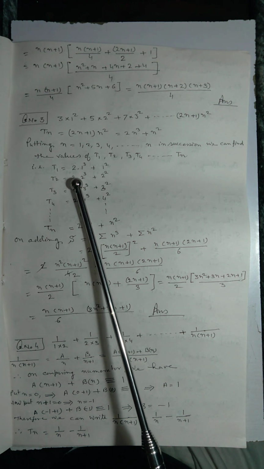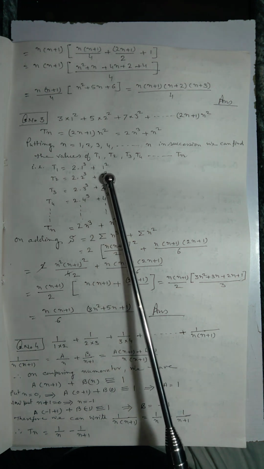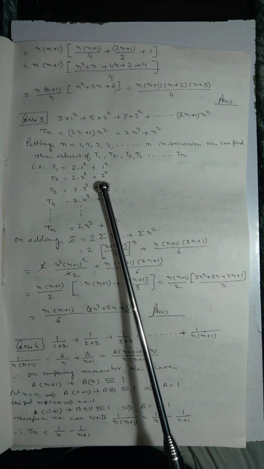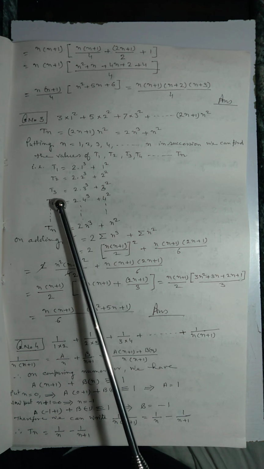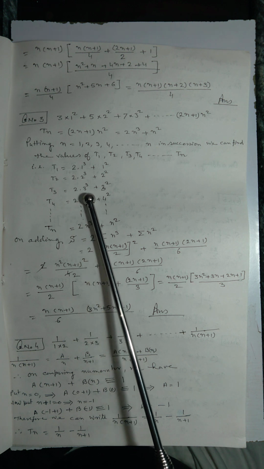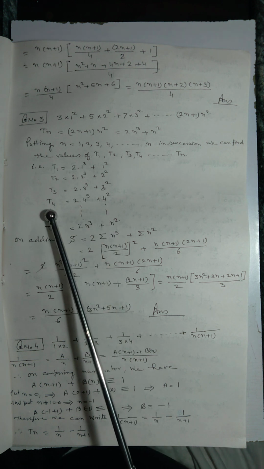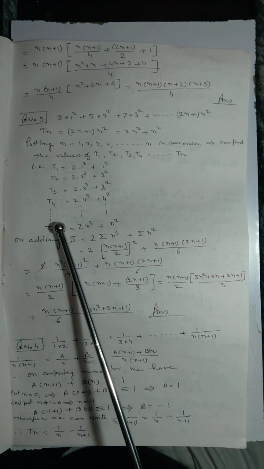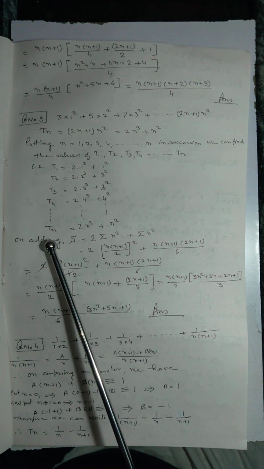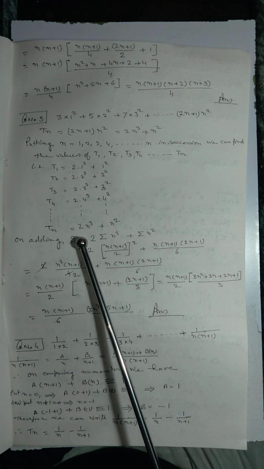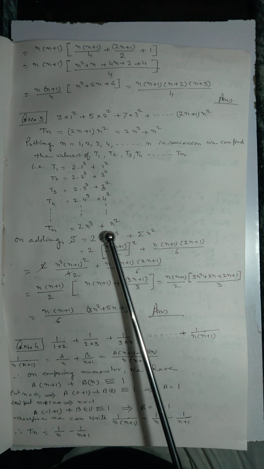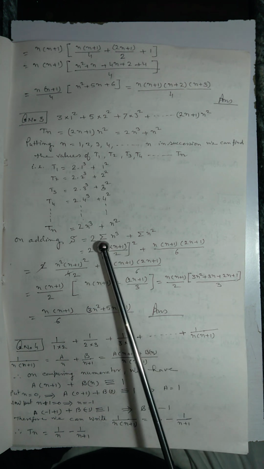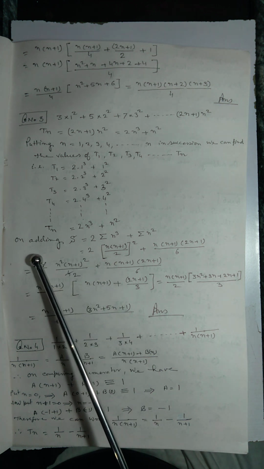Here you see the Tn. T1 is equal to 2 into 1 cube plus 1 square. T2 will be equal to 2 into 2 cube plus 2 square. T3 will be equal to 2 into 3 cube plus 3 square. T4 will be equal to 2 into 4 cube plus 4 square. Similarly, you can reach up to Tn. That is, Tn will be equal to 2 into n cube plus n square. Now, adding all these terms, what will be the result? That can be summarized like this.